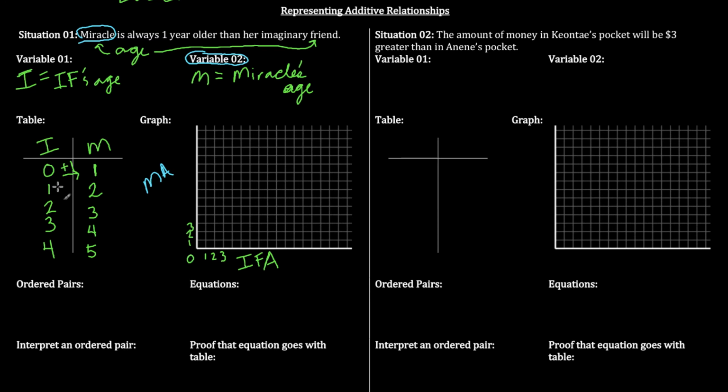So when her friend is 0 years old, Miracle is 1 year old. When her friend is 1 year old, Miracle is 2. When imaginary friend is 2, Miracle is 3. When her friend is 4, Miracle is 5. I skipped the 3, so 3 and 4. Friend is 3, Miracle is 4. And it keeps going like this.